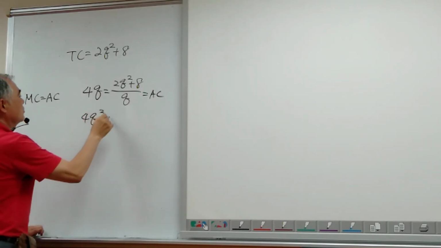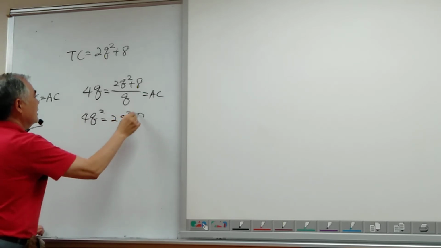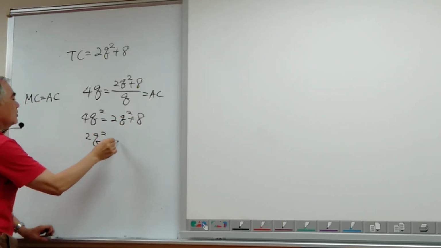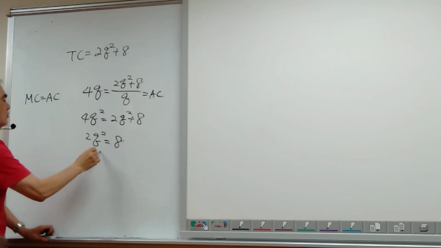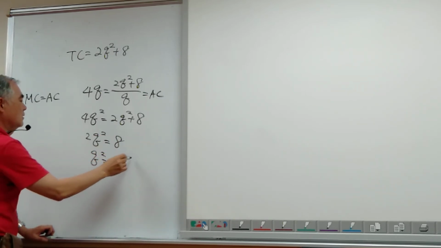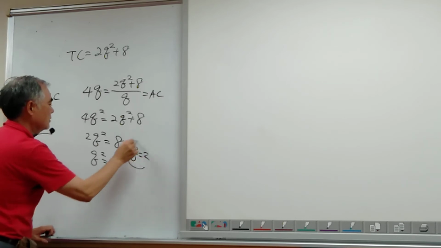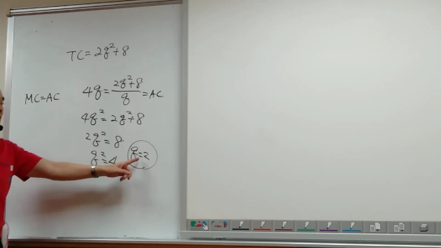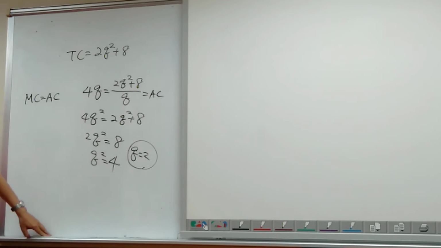So then what do we have? 4Q squared is equal to 2Q squared plus 8. Okay? And so 2Q squared is equal to 8. So Q squared is equal to 4. So Q is equal to 2. Okay, any questions? And here Q is equal to 2.